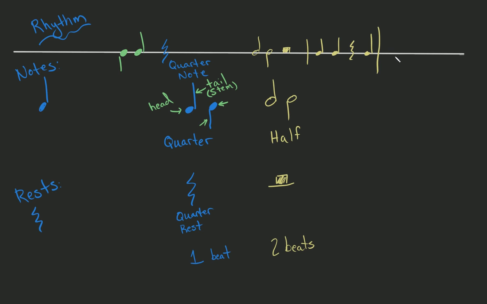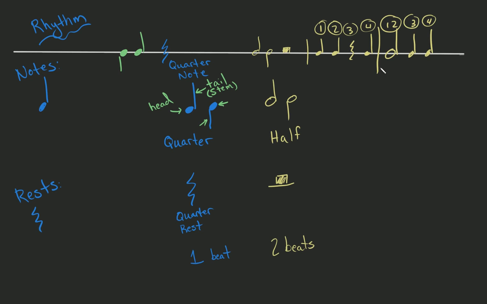Okay, or a half note. A half note means you hold it for 2. So if you have 4 beats, this is 1, 2, 3, 4. Each one gets 1, right? 1, 1, 1, 1. This one is going to get 2 beats. This one's going to get 1 beat. This is going to get 1 beat.